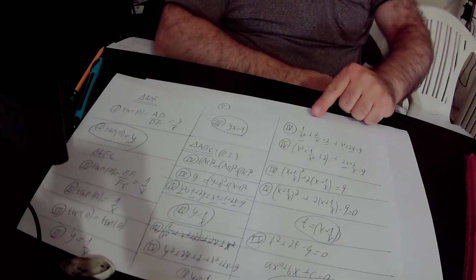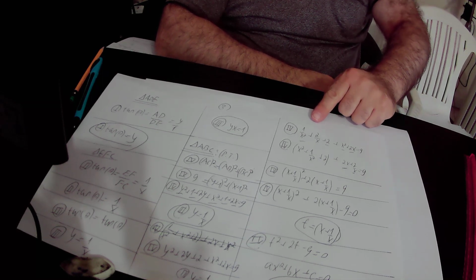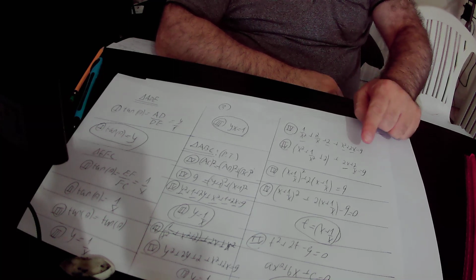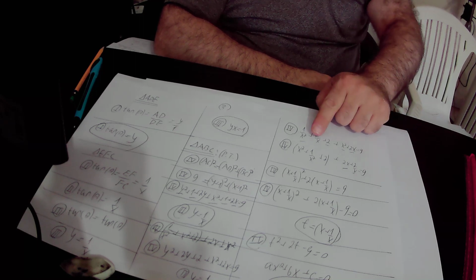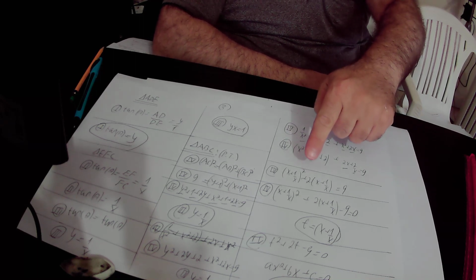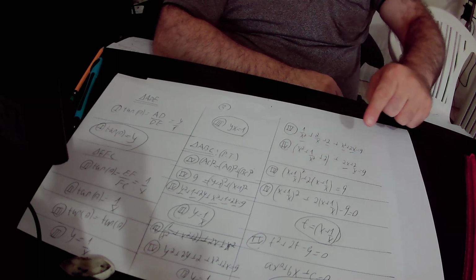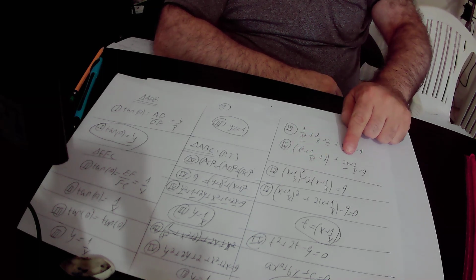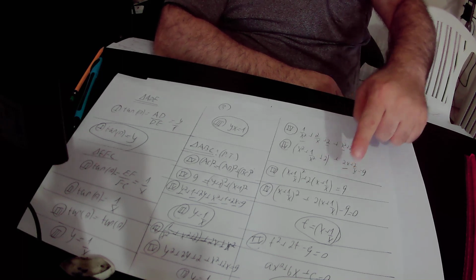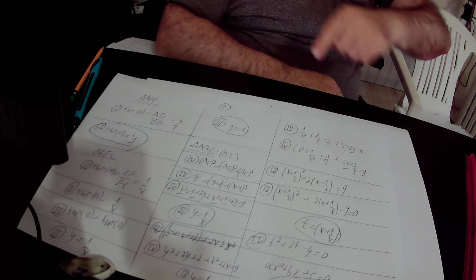So here we have x squared plus 1 over x squared plus 2 plus 2x plus 2 over x equals 9. X squared plus 1 over x squared plus 2 is x plus 1 over x, squared. And here we took a common factor of 2 from these expressions, and inside the brackets we get x plus 1 over x, that equals 9.